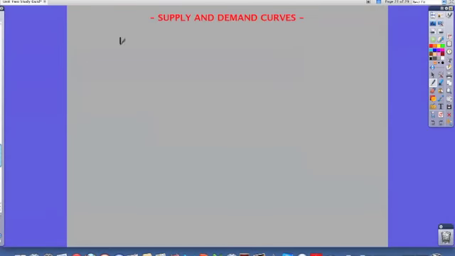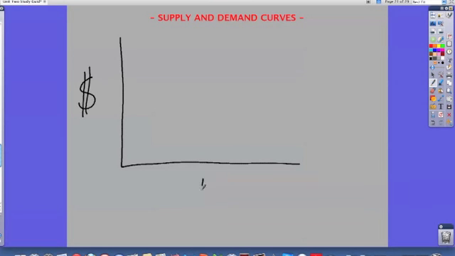Okay guys, we're going to hit the last few little bullets on our study guide right now. We've already covered all the vocabulary, so all this stuff should be kind of review. We're looking at some graphs and other stuff. First thing we're going to look at is the supply and demand curve.